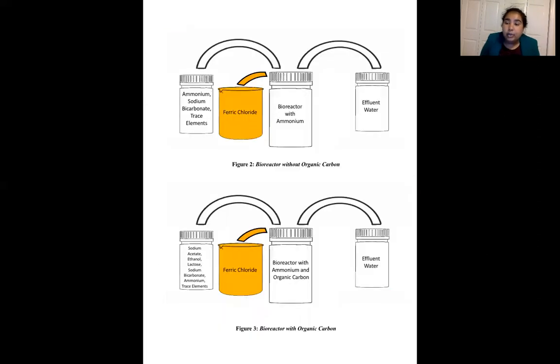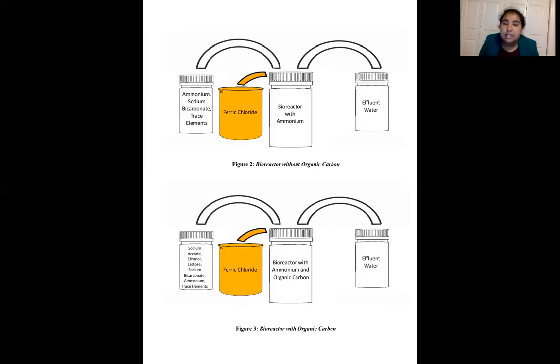Now, the way that we assess the effect of organic carbon on the Feammox pathway is through our experimental design. As you can see, figure 2 and figure 3 employ pretty similar mechanisms. There's an influent synthetic wastewater tank and an influent ferric chloride reservoir, which flows through the bioreactor into the effluent water. The influent synthetic wastewater is the only thing that's different between the two figures, as figure three's wastewater contains both ammonium and carbon as opposed to just ammonium like figure two's.